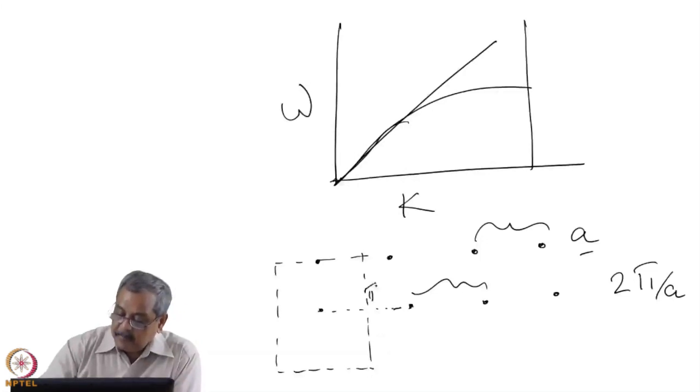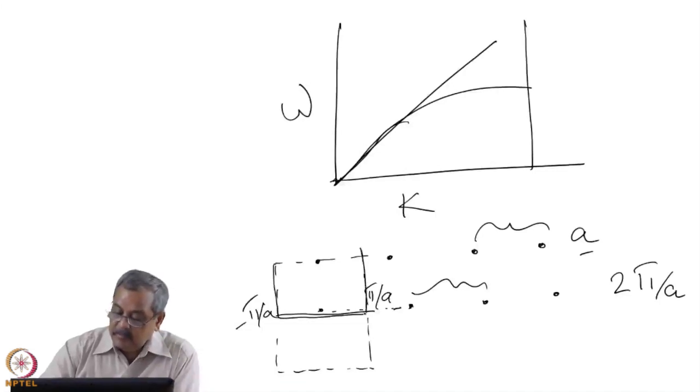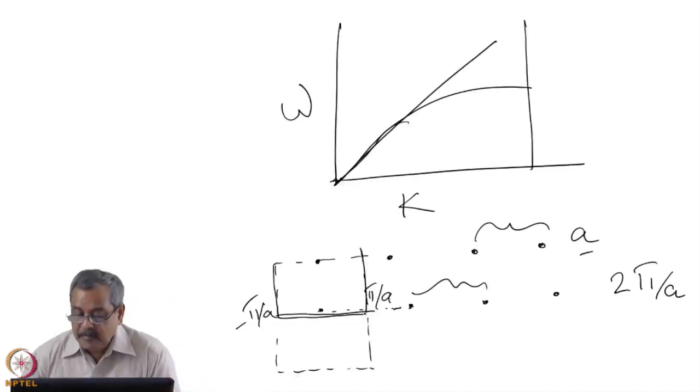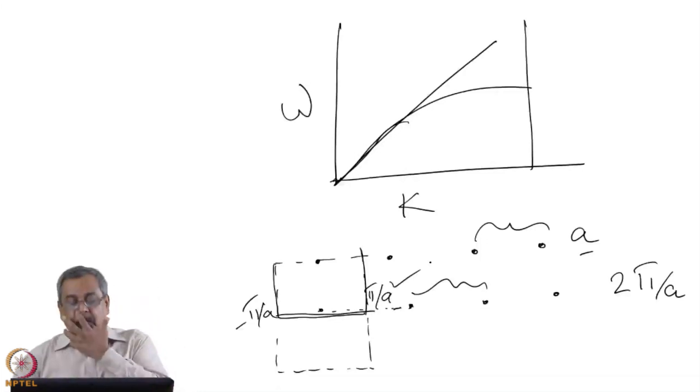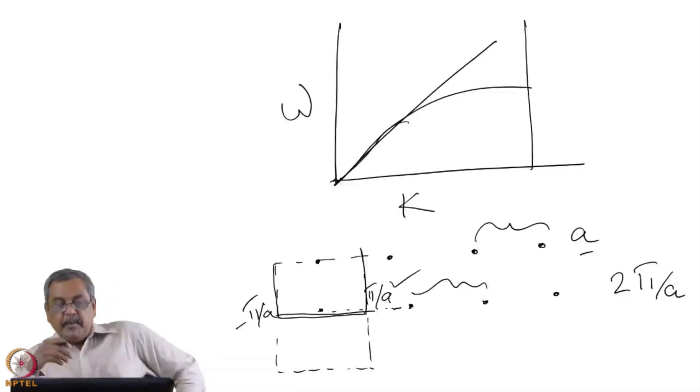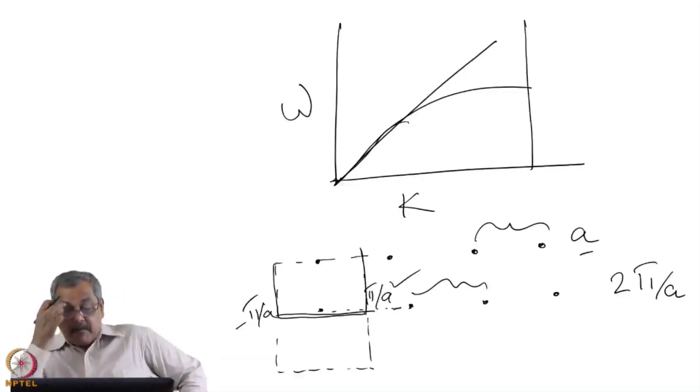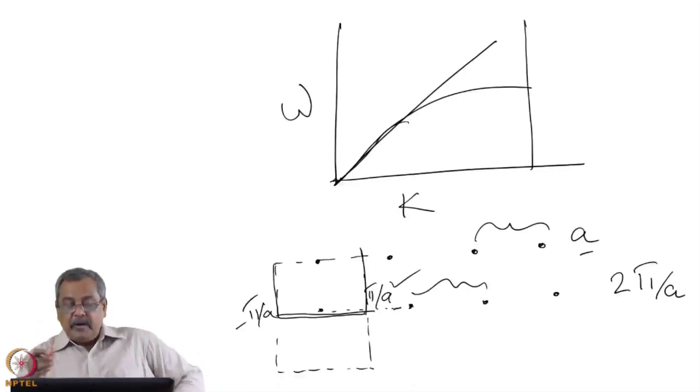So it is pi by a here and minus pi by a in the negative direction, and this is known as the first Brillouin zone. The first Brillouin zone boundary comes at pi by a. For more complicated lattices, the Brillouin zone shapes will be different. But at the Brillouin zone boundary, we will have special properties of the phonon.